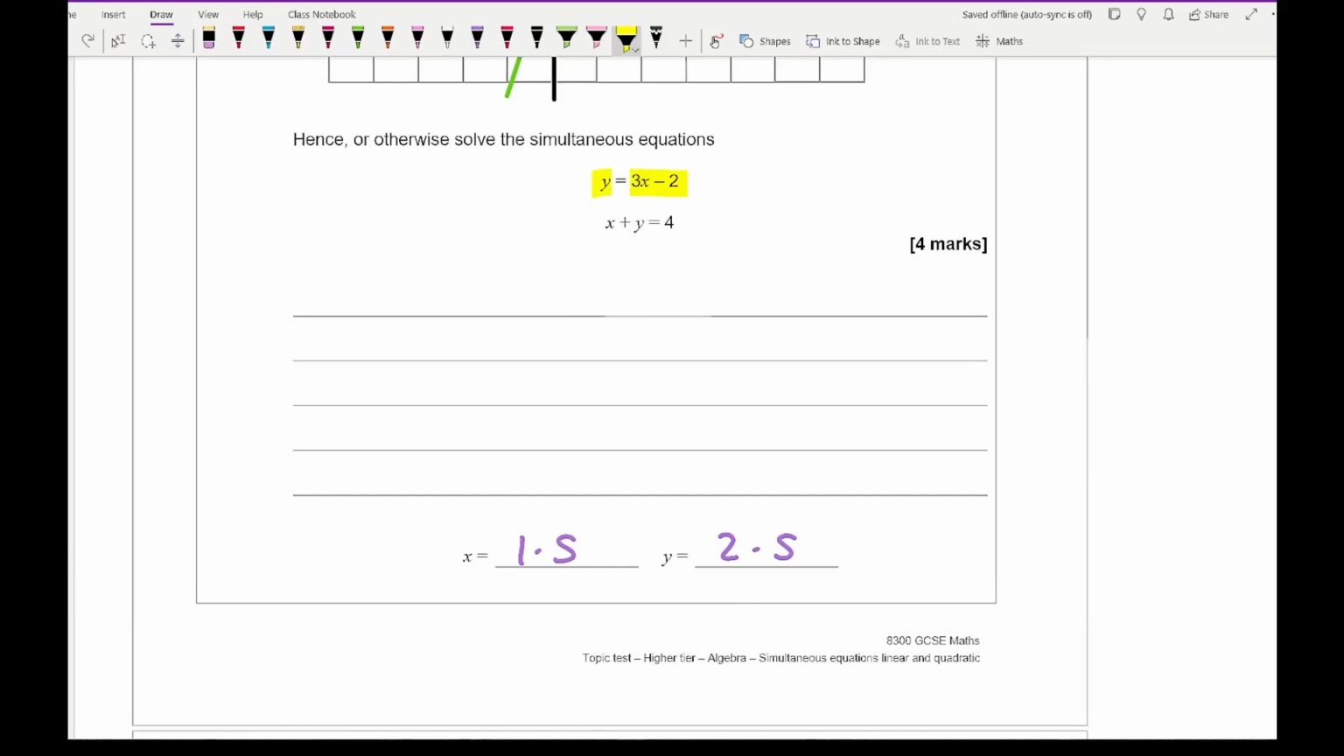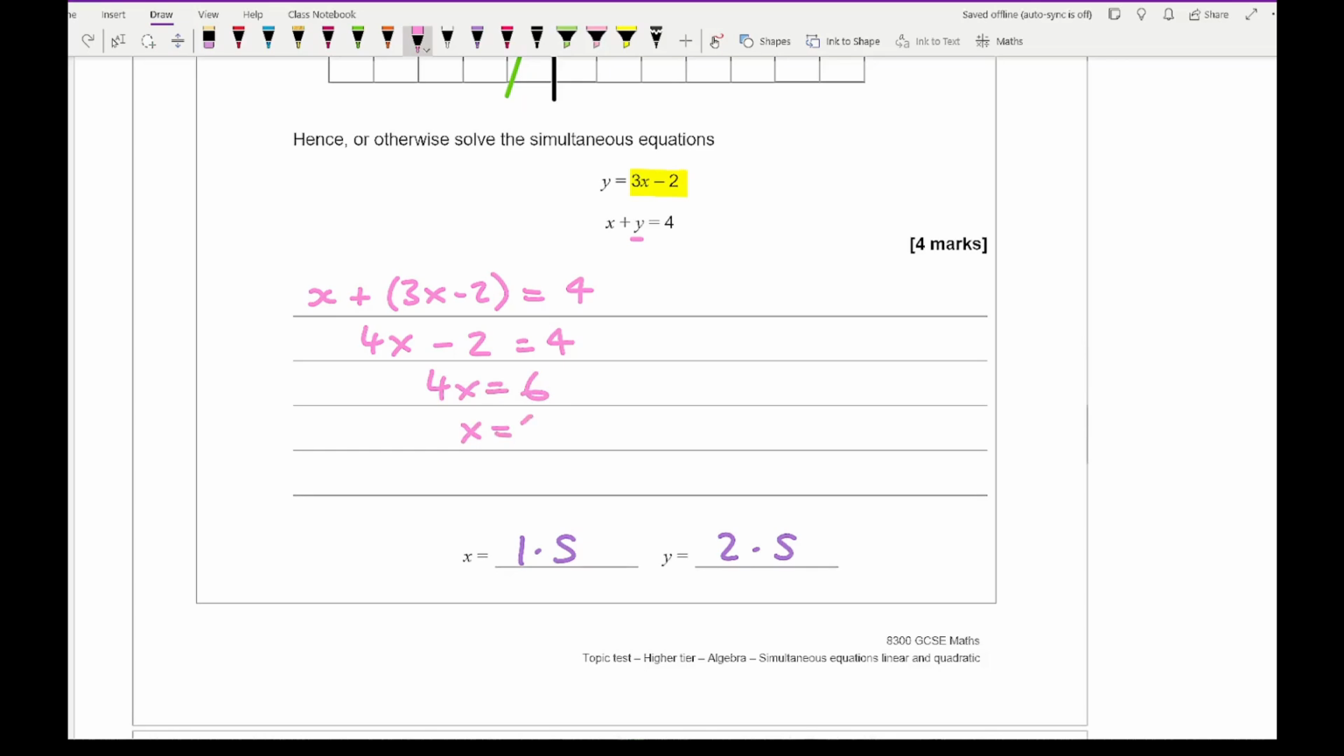Now if I wanted to solve this algebraically, then again all I need to do here is just swap the 3x minus 2 and replace that with where I see a y in the other equation. So here I've got x plus, instead of writing y, I'm going to write 3x minus 2, and that equals 4. So I've got 4x minus 2 equals 4, so 4x equals 6.